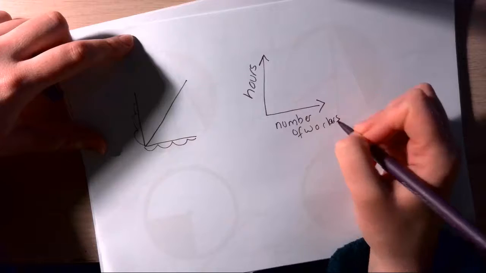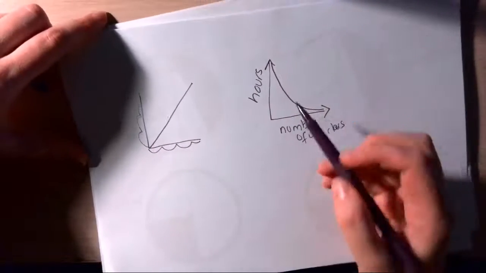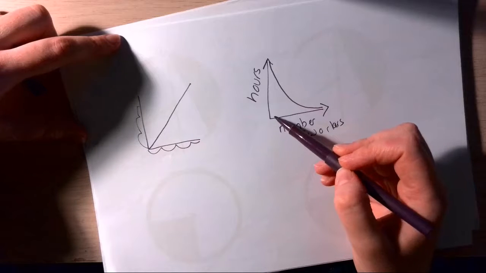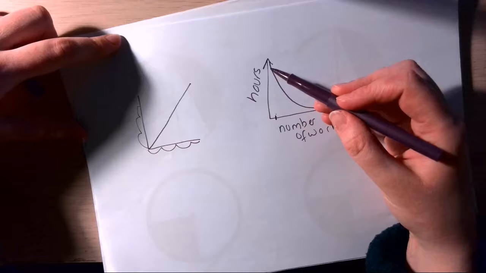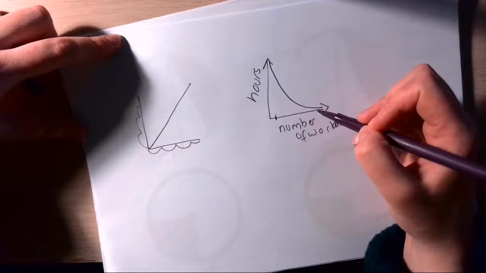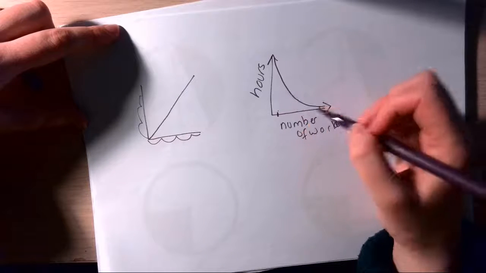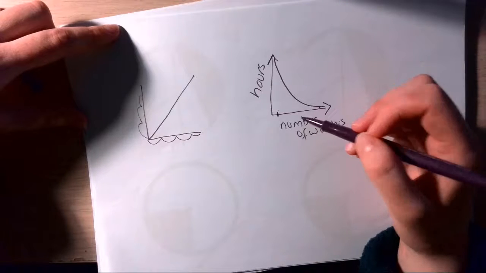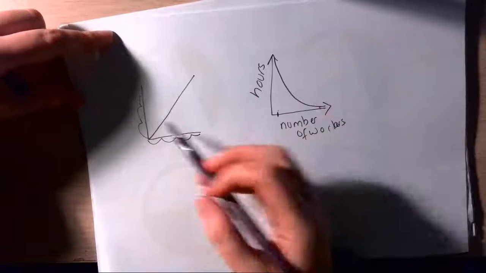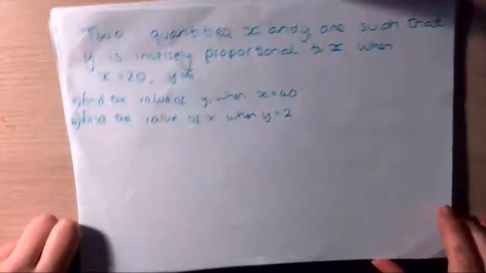What's going to happen here is you're going to end up with something a little bit like this. If you've got, for example, only one worker, and these are just made up numbers, it's going to take a lot of hours to complete the job. If you've got 10 workers, it's going to take a lot fewer hours. That's inverse proportionality, and it's going to look a bit like this. Don't get too worried about the graphs yet, we're not going to be doing those this lesson, but they are the main differences.